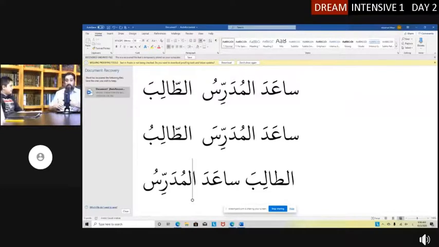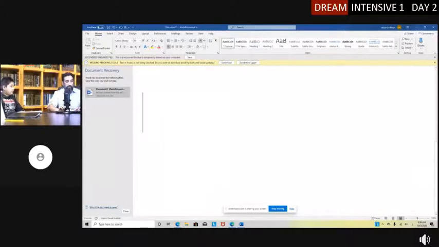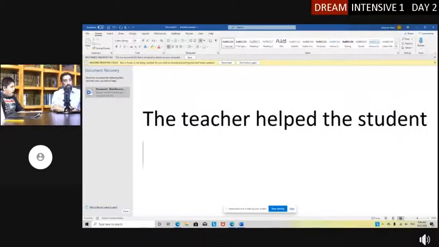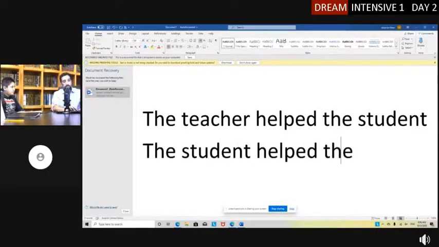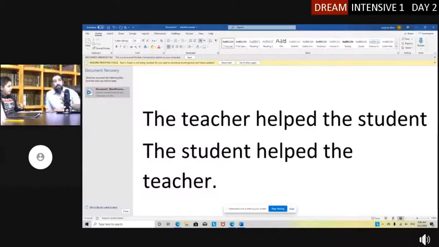So now think about this in English. Let me walk you through this, okay? I'm going to write two things for you. The teacher helped the student, and the student helped the teacher. Aren't they opposites? Let's do the exercise that we did before. What's the fi'l in this English sentence? Helped. Good. In the first sentence, who's the Rafa? The teacher.